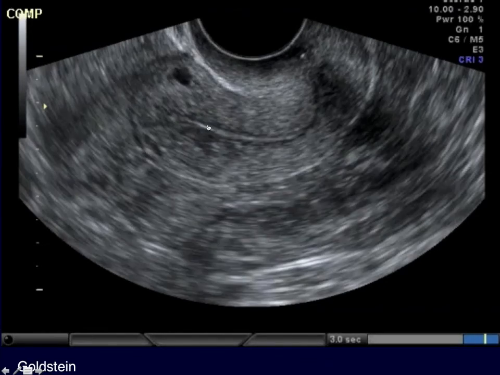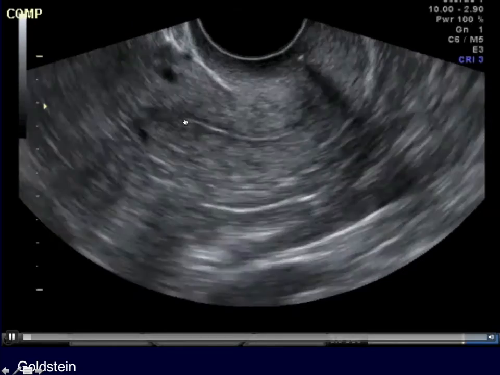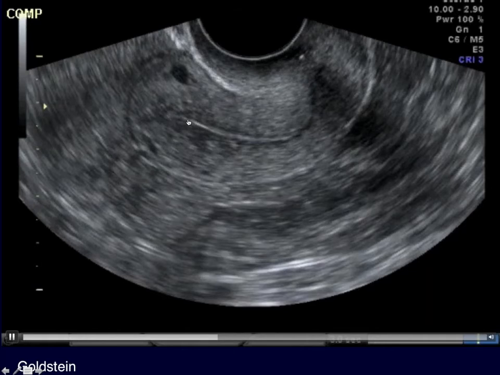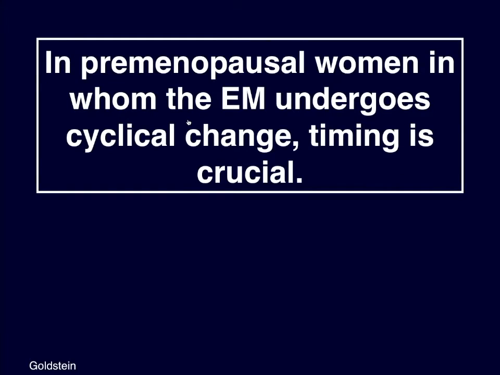And I see this fine white distinct line. This excludes significant tissue. This woman has no significant pathology and needs no further workup. In premenopausal women, in whom the endometrium undergoes cyclical change, timing is obviously crucial.